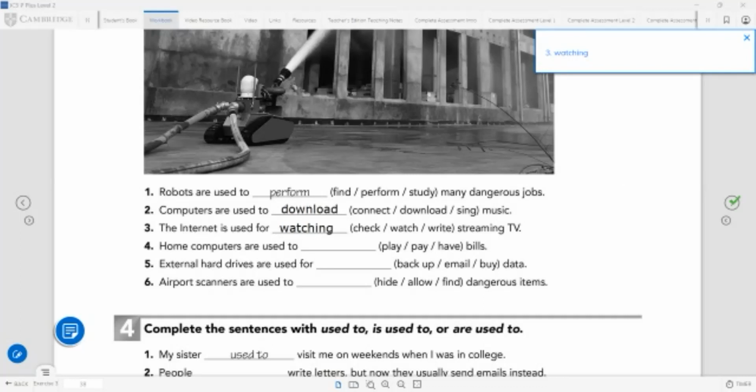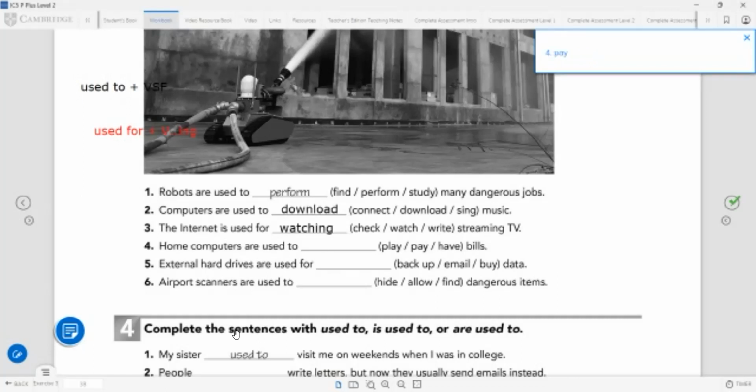Please remember, it's very important. If you use to, it's plus the verb in the simple form. But if you use for, you have to use the verb in gerund with ing. For example, use for watching. Just remember that for the exam. Okay, let's continue with number 4.